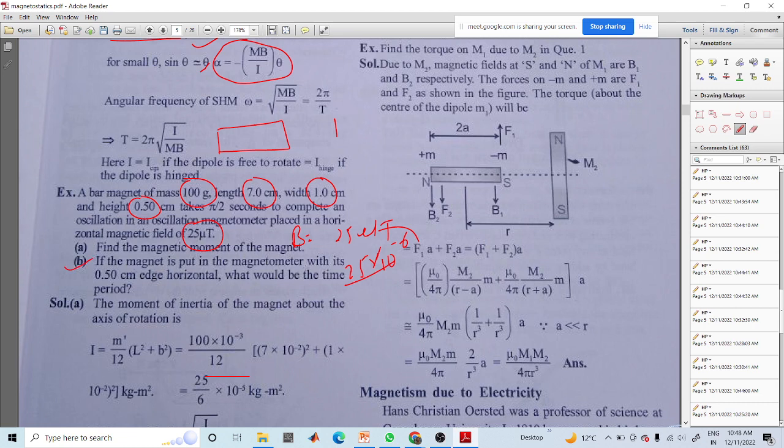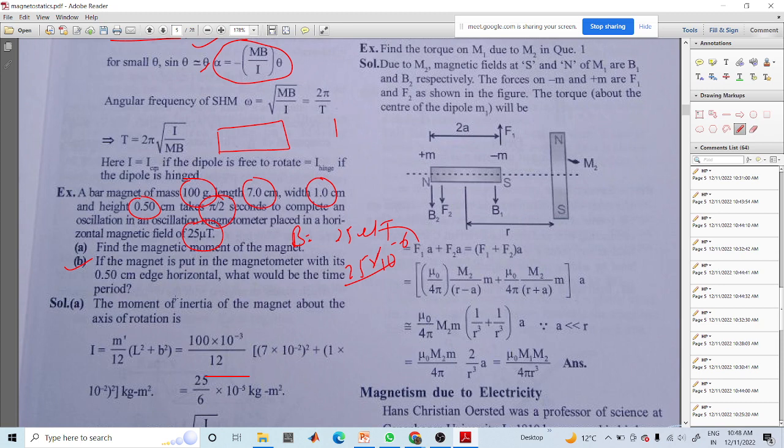If the magnet is put in the magnetometer with its this centimeter horizontal, what would be the time period? Right, now the question is, length has changed now, so what will be the time period? So now earlier the time period was how much? It was pi by 2 second, right? But now the time period is different. Okay, so what will be that time period?